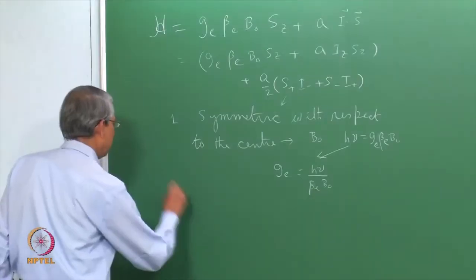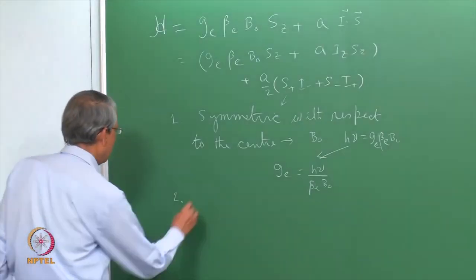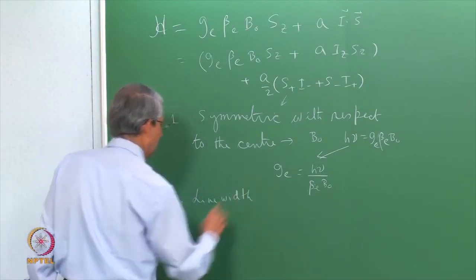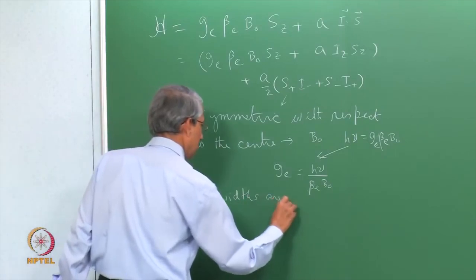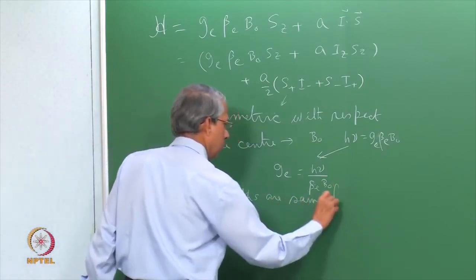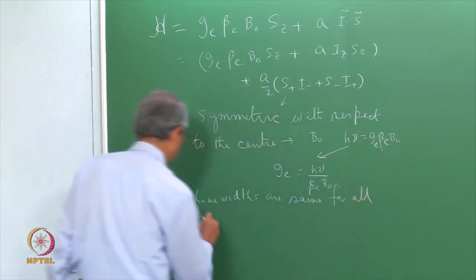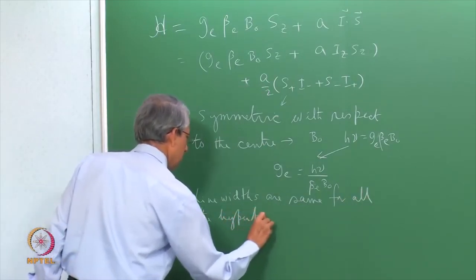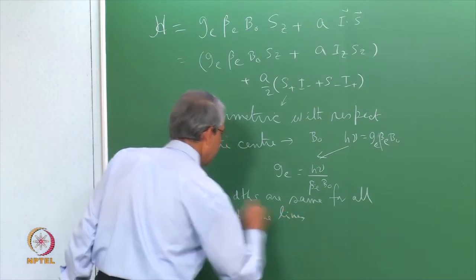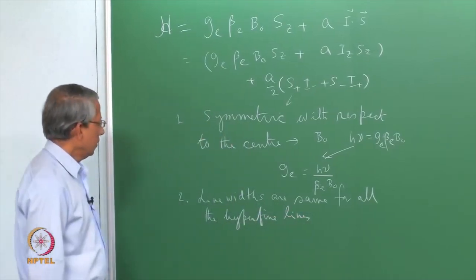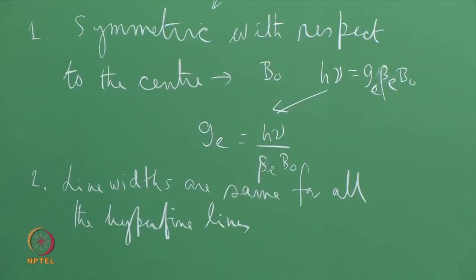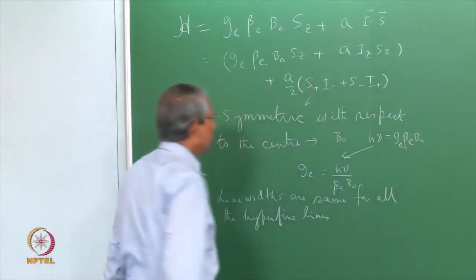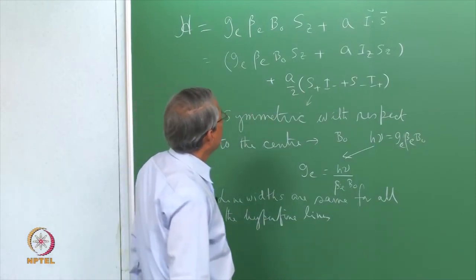And the line widths are same for all the hyperfine lines. These are the conditions which are satisfied by the first order spectra. Now, this is true for only one hyperfine nucleus.